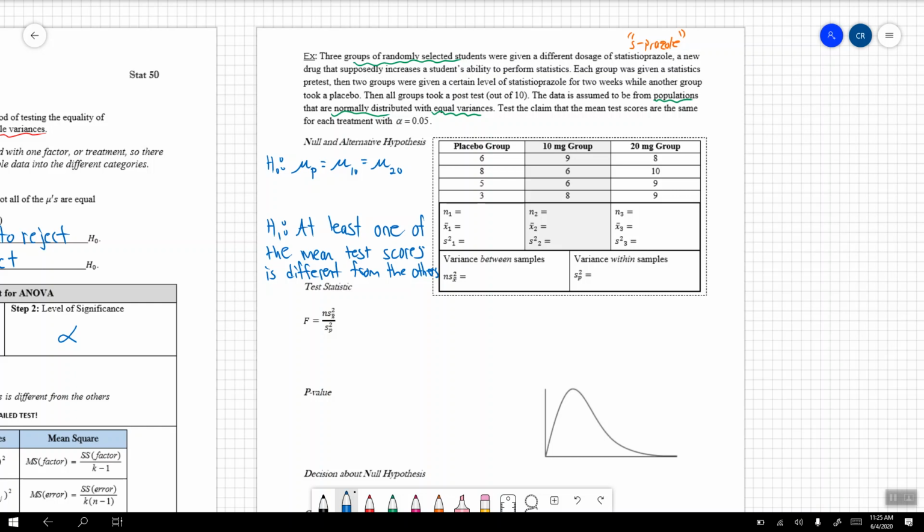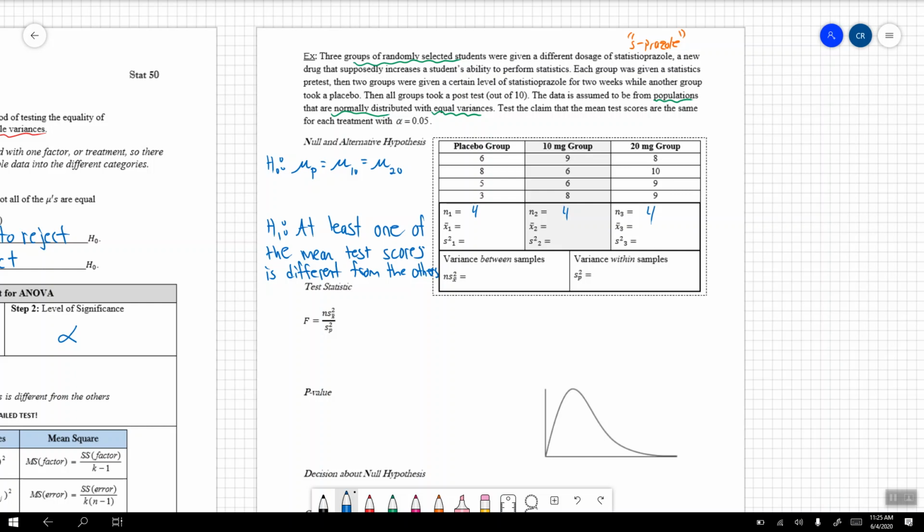Now what I want to do is start filling in this table before I run my test statistic. So let's go ahead and start filling in this chart. On this chart, it says I want to know what my sample size is. How many values are within the sample? Well, the n value for the placebo group is only 4 people: 1, 2, 3, 4. How many people for the 10 milligram? 4. How many people for the 20 milligram? 4. Simply because they're only giving us 4 different outcomes.